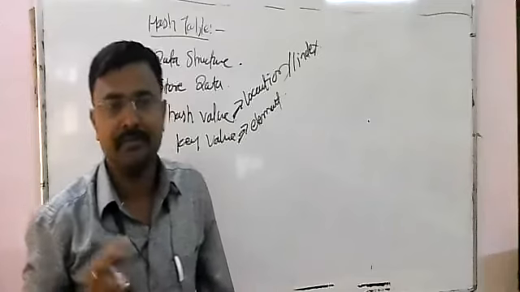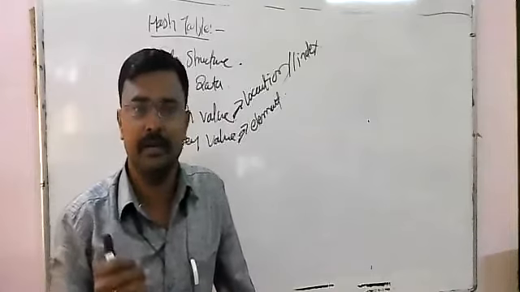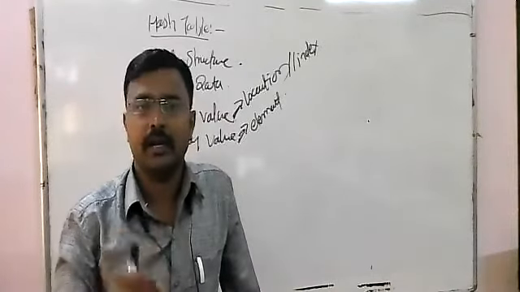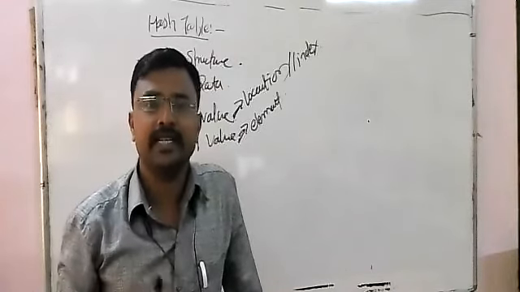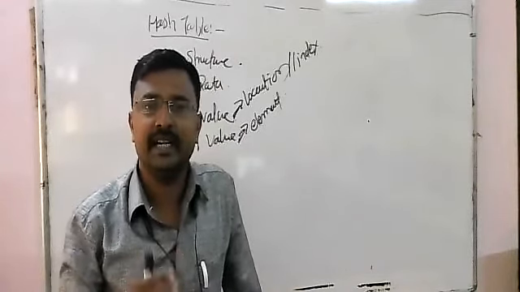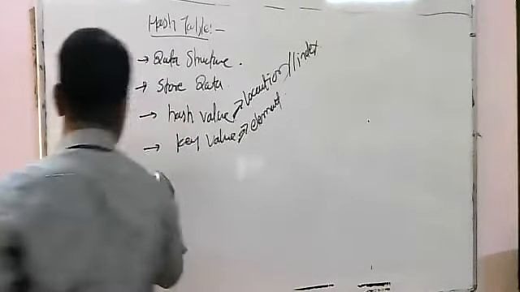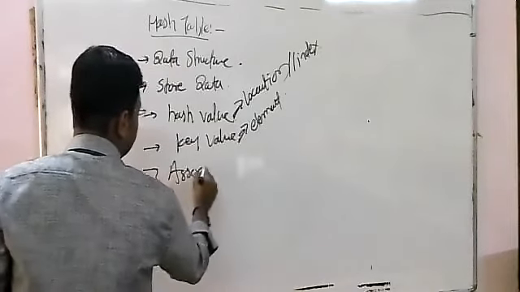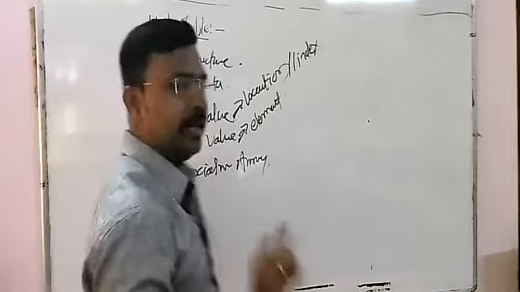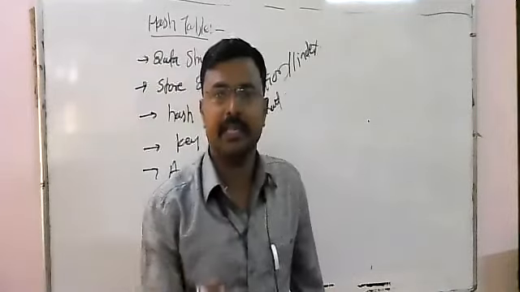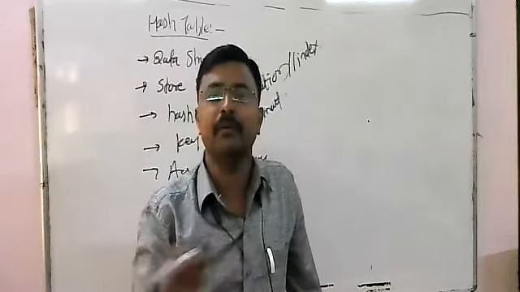Now, as we are saying, your hash table also has an index where you are going to store the element. Your hash tables are created by using an associative array. Means here the data is stored in the hash table, but it takes the help of an array.